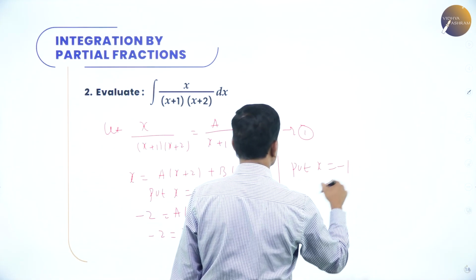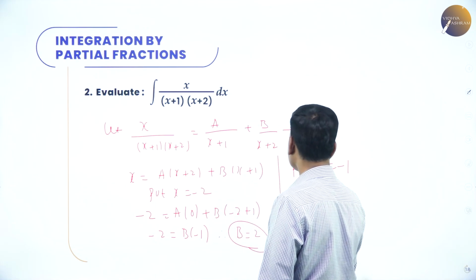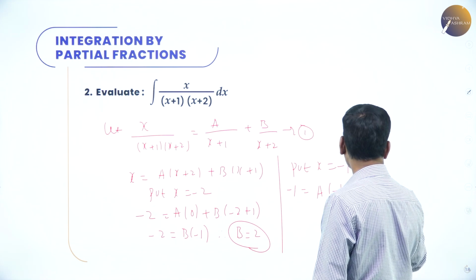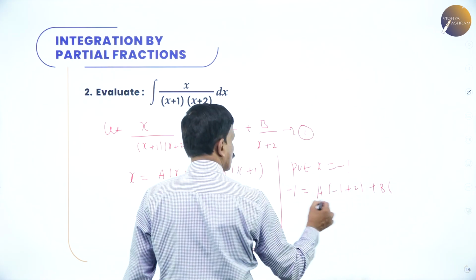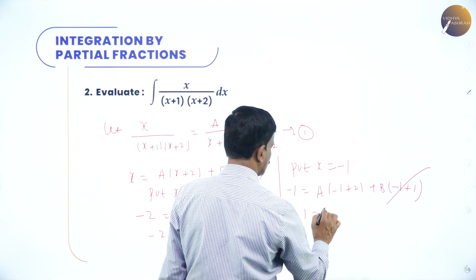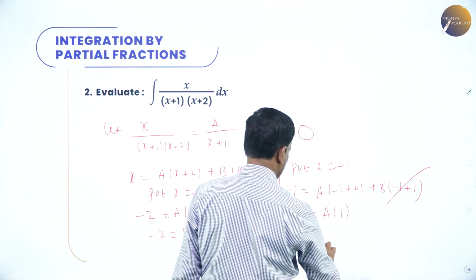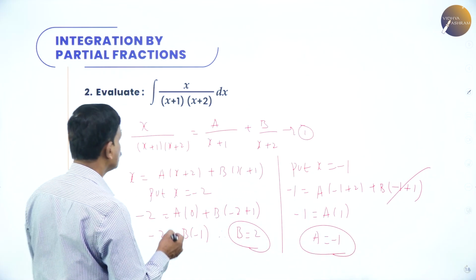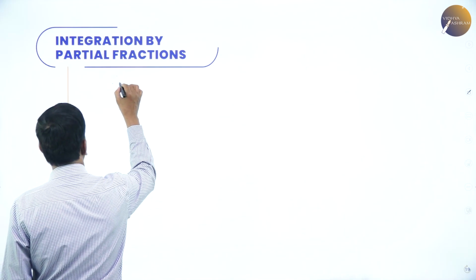Put x is equal to minus 1. You will get minus 1 is equal to a into (minus 1 plus 2) plus b into (minus 1 plus 1). This gets cancelled. Minus 1 is equal to a into plus 1. Therefore, a is equal to minus 1. Now, substitute here.